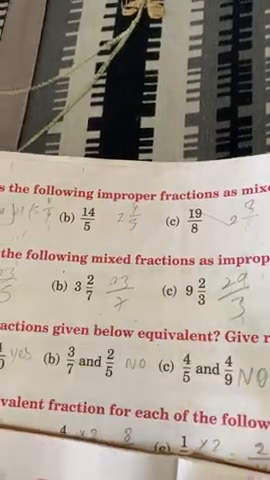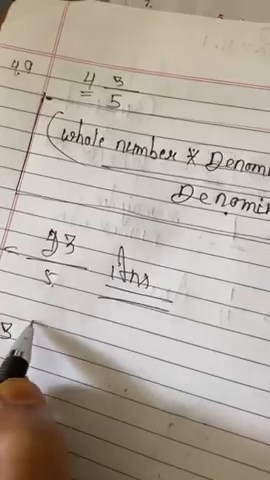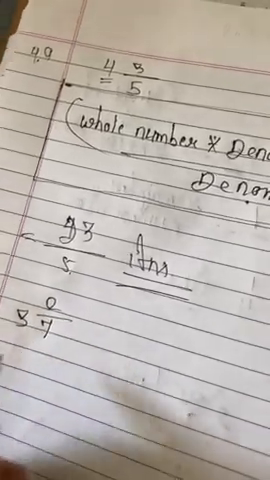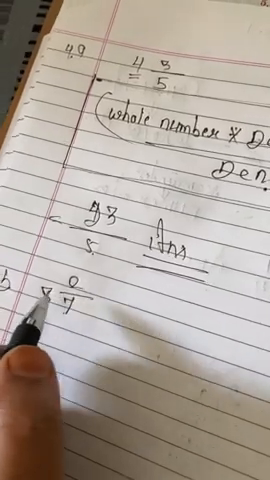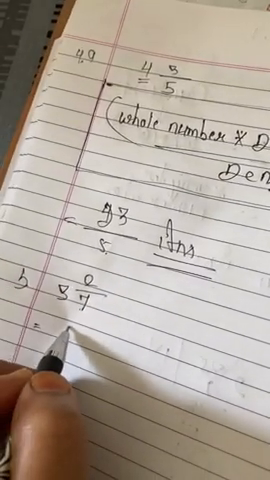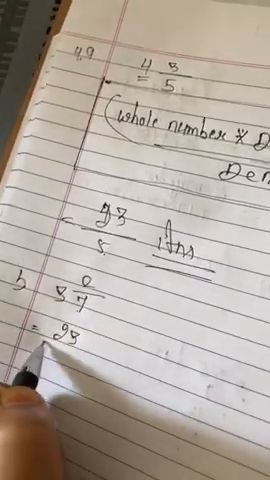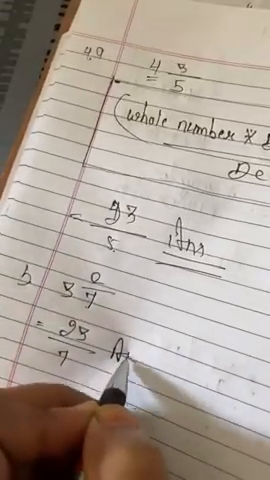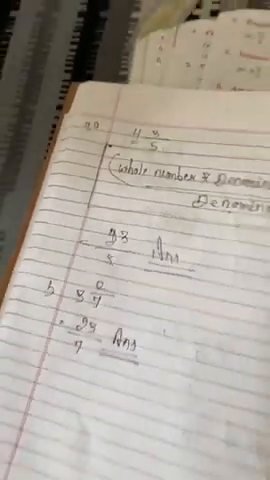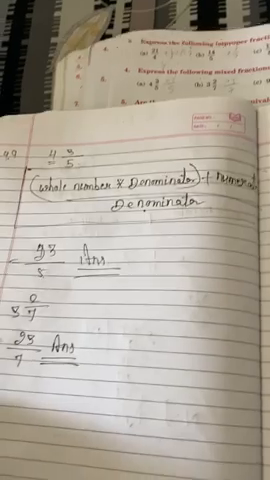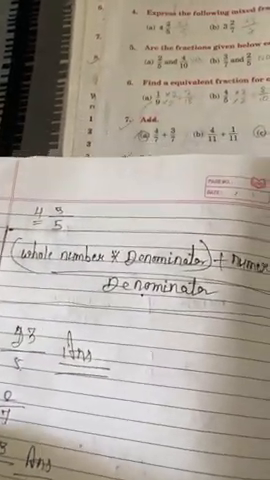We will take another example. Suppose it's 3 whole 2 by 7. Then how we will solve it? Number B. 7 3s are 21. 21 plus 2 is 23 by 7 is our answer. Okay, in this way you have to solve all. Now come to the next question.